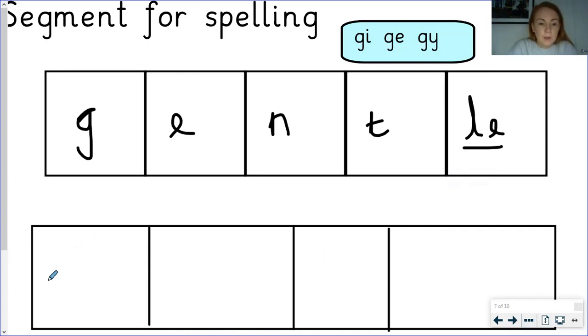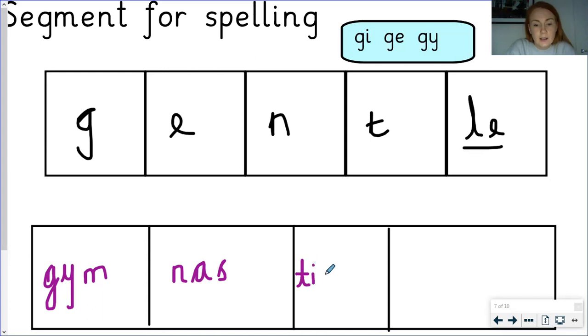So gym. Well, I know that it's a G. And I remember that the I is a Y. So that's J-I-M. My next syllable is nas. Nas. Gym. Nas. And then lastly, it's ticks. Gymnastics. So it's a really long word that actually is quite simple to spell if you break it down. How did you get along with those words?